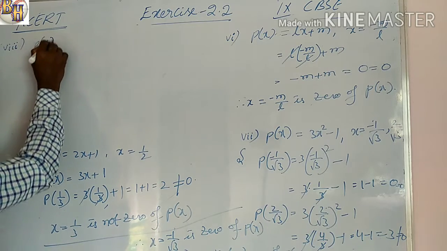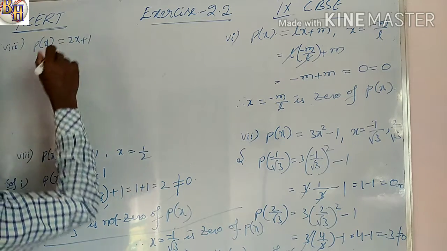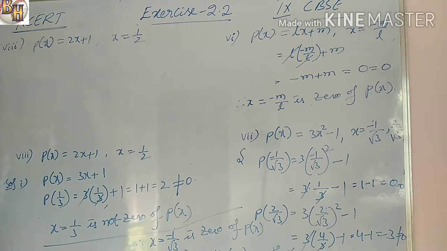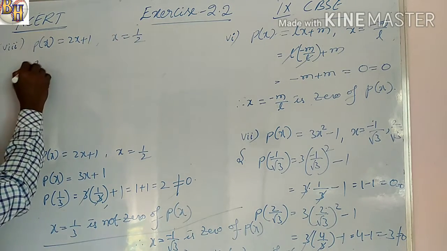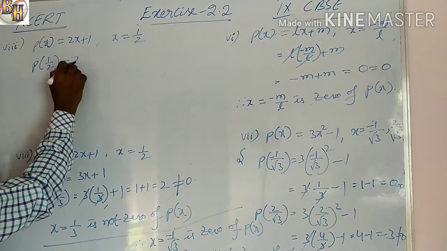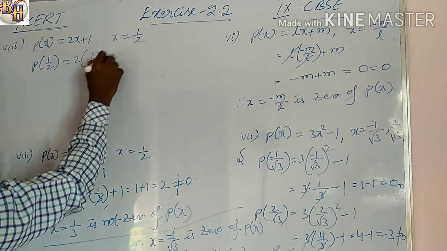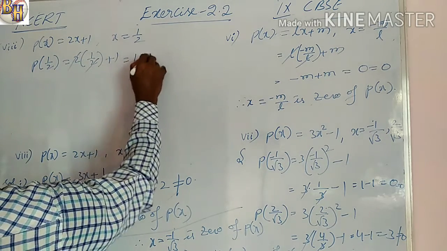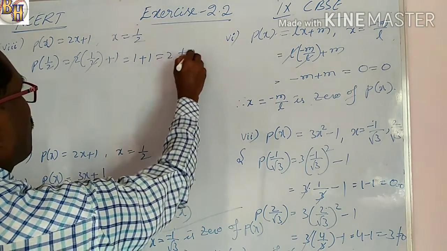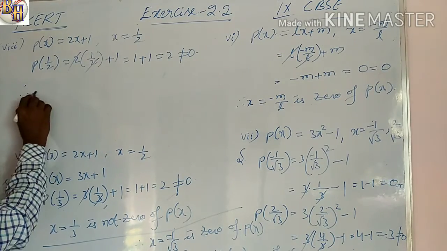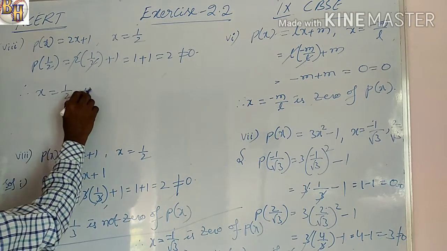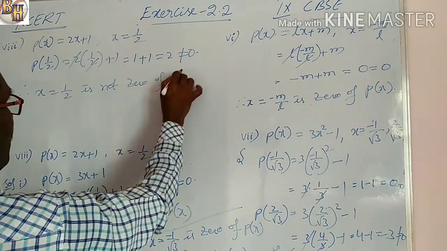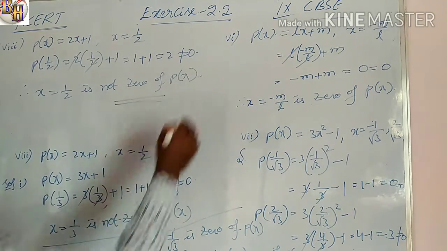P of x is equal to 2x plus 1. x is equal to 1 by 2 is given. Substitute here again. P of 1 by 2 is equal to 2 into 1 by 2 plus 1. The 2s cancel. How much here? 1. 1 plus 1 is equal to how much? 2. 2 is not equal to 0. Therefore, x is equal to 1 by 2 is not a 0 of p of x. Please make a note.